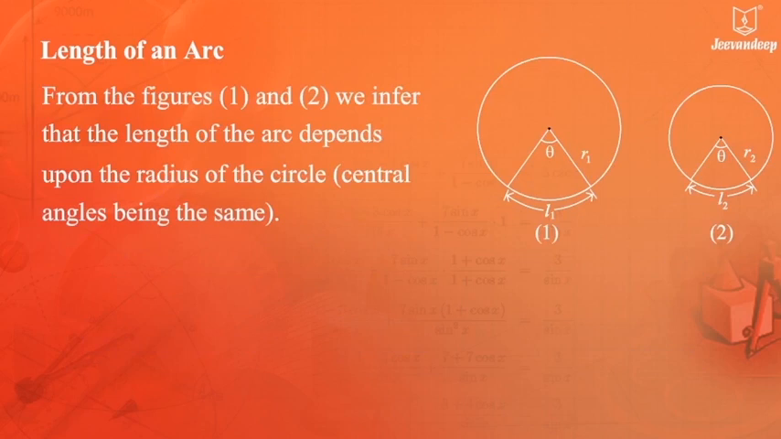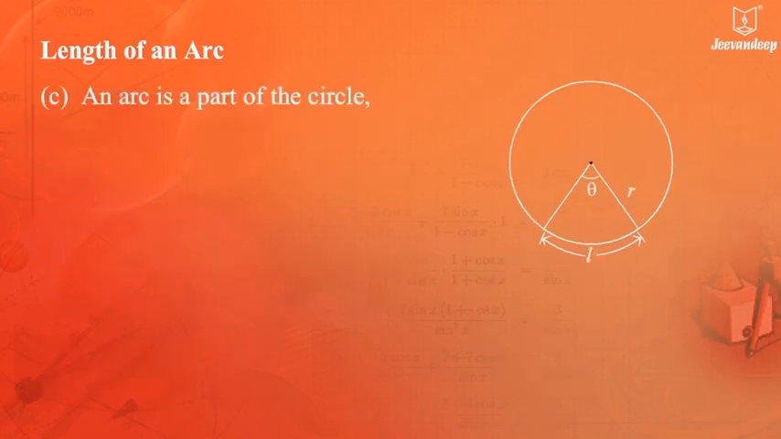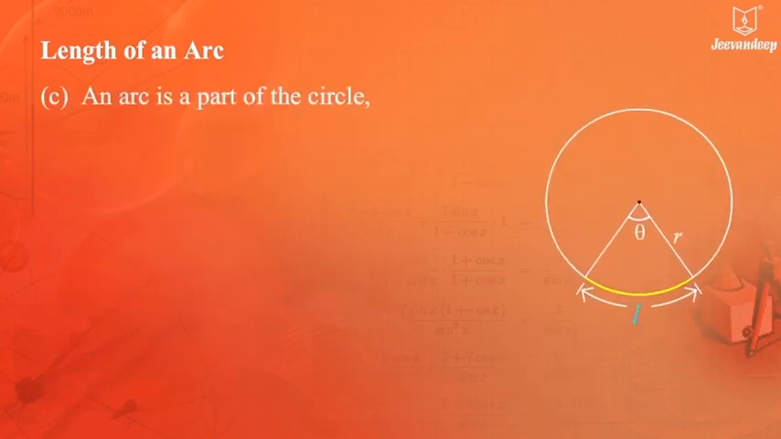From figures 1 and 2, we infer that the length of the arc depends upon the radius of the circle if central angles of the two circles remain the same. From figures 3 and 4, we infer that the length of the arc depends upon the central angle if radii of the two circles remain the same. C. An arc is a part of the circle.